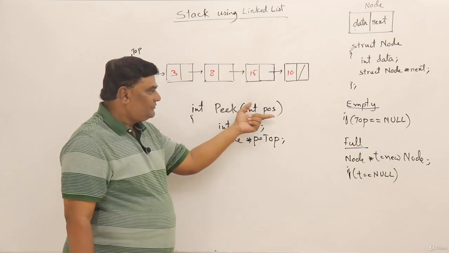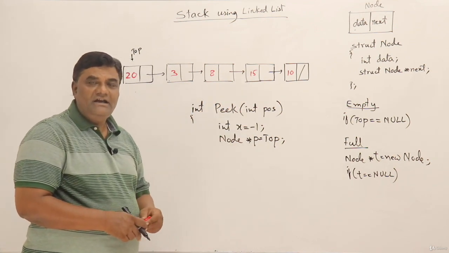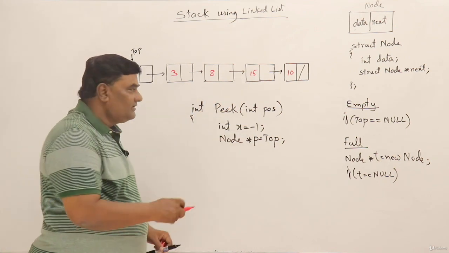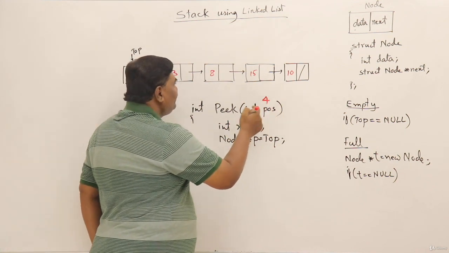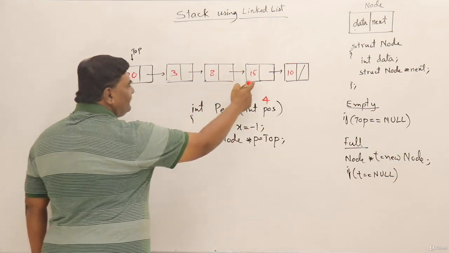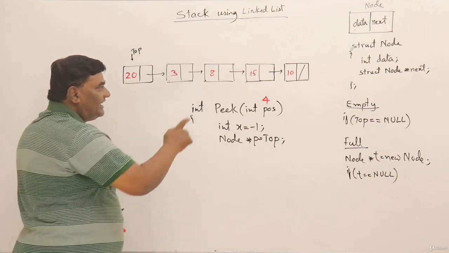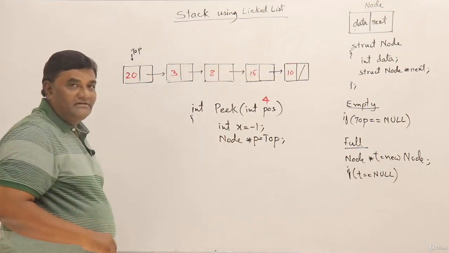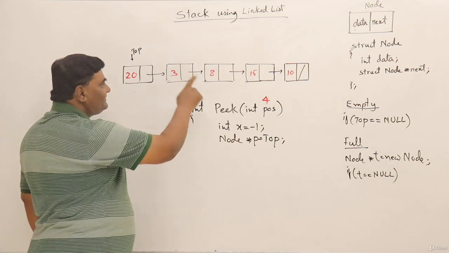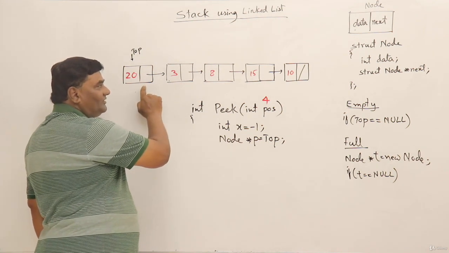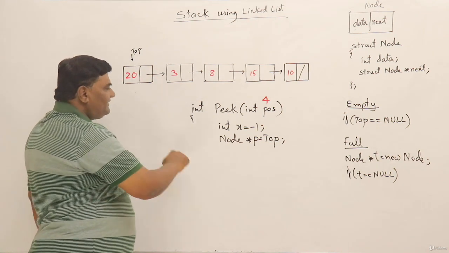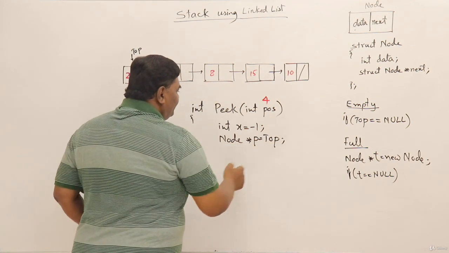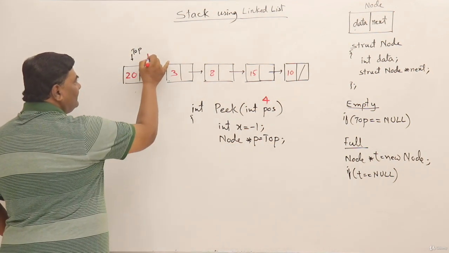Peek function takes a position. Suppose, for example, I have given position as 4. That is fourth position. Fourth position means 1, 2, 3, 4. This is the fourth node. I want to know the element present here, that is 15. So for that, I should traverse through this linked list starting from top node or the very first node. So for that, I take a pointer P and make it point on top here.